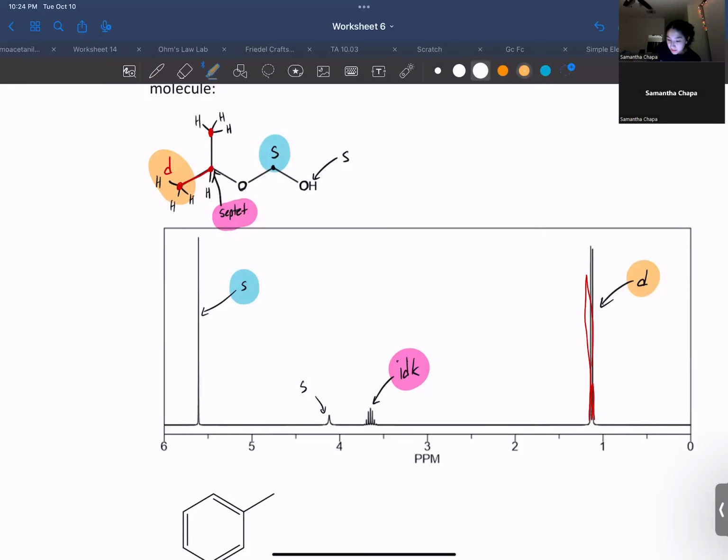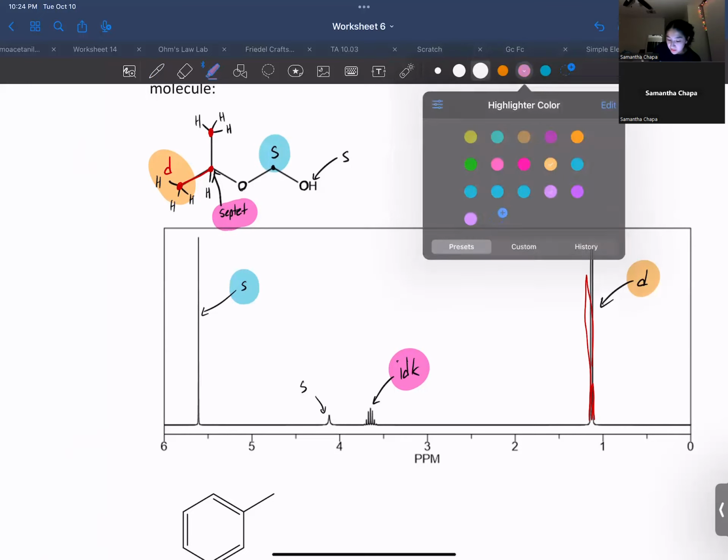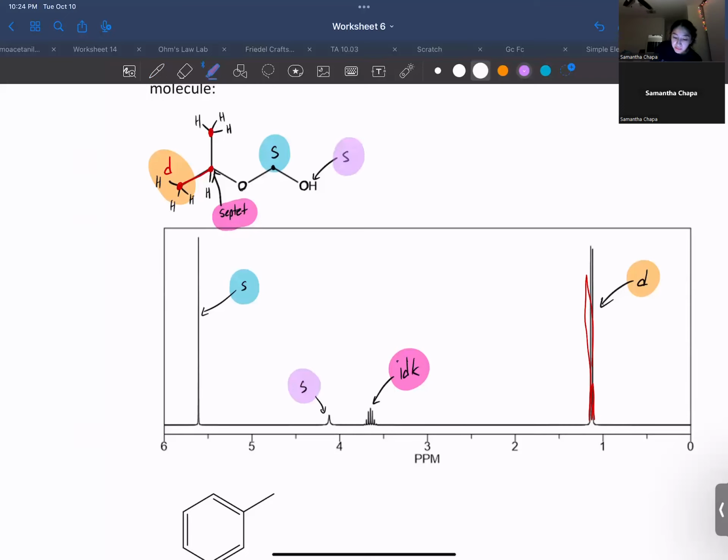But again, you're not going to get something as confusing as this on your test. It'll be a lot more straightforward. So I wouldn't worry about these last 2 that I just labeled. It was just practice labeling.